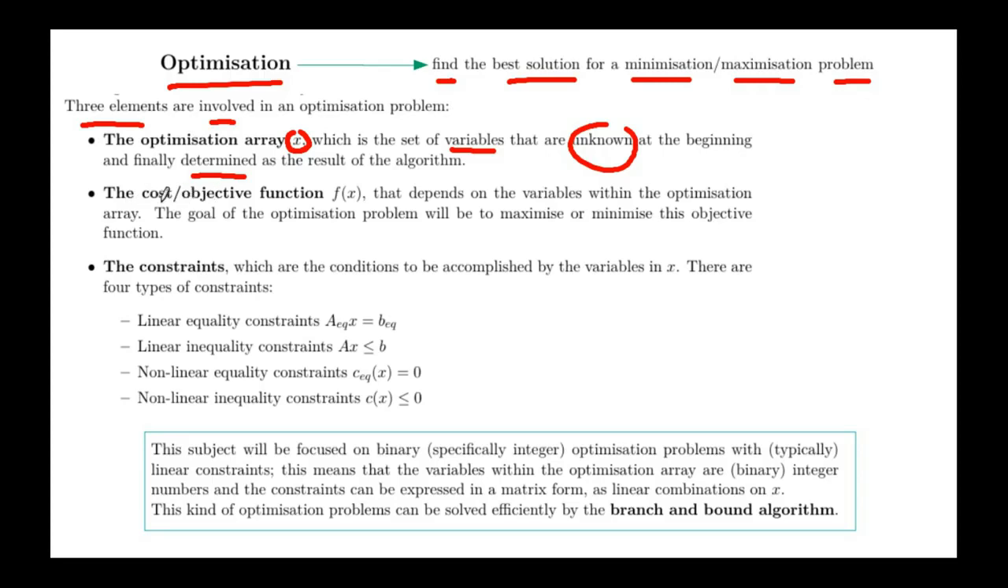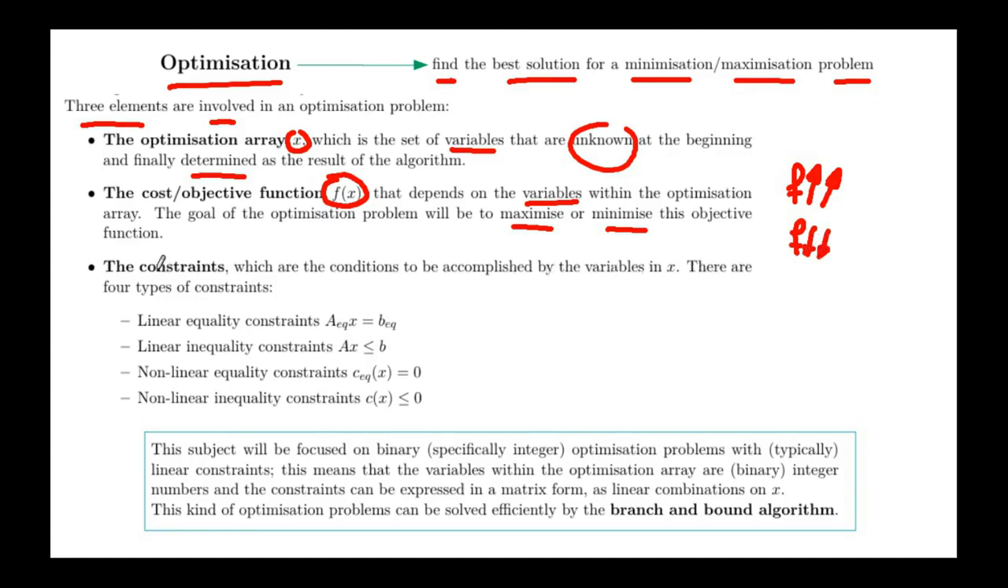Then we have the cost or objective function, that is f of x. This function will depend on the variables within the optimization array. Here you have f of x, and the goal for the optimization problem will be to maximize or minimize the value of this objective function. So make this f as big as possible, or this f as small as possible.